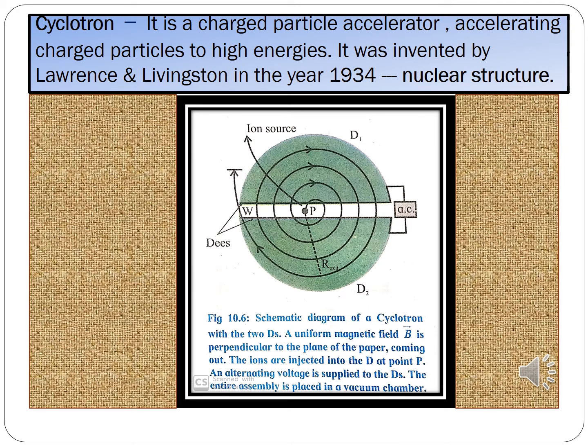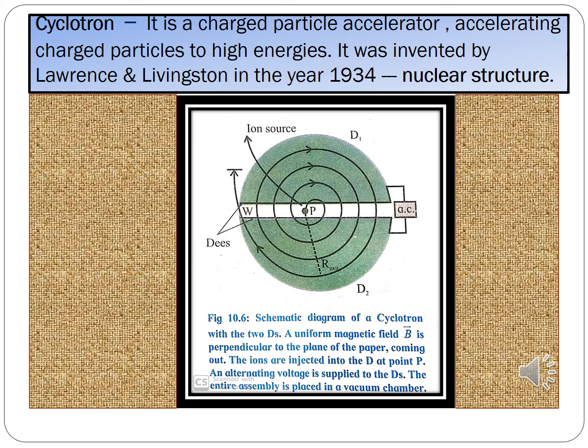As I have mentioned, particle accelerators have played a very key role in providing high energies, from mega-electron volts to giga-electron volts. The particle beams are useful in studying particle-matter interactions, and some of these are also useful in the medical treatment of certain tumors and diseases. Students, the cyclotron is a charged particle accelerator, accelerating charged particles to higher energies. It was invented by Lawrence and Livingston in the year 1934, and basically it is used for the study of nuclear structure.